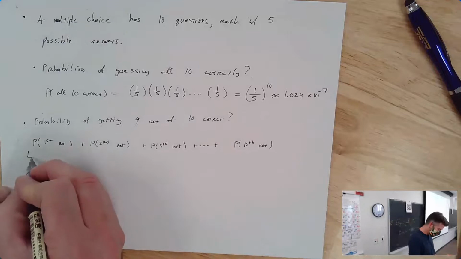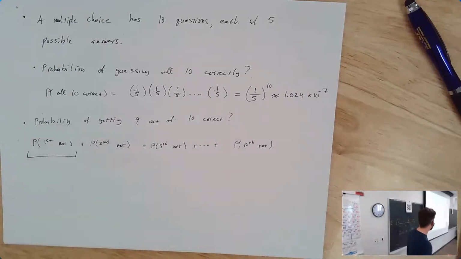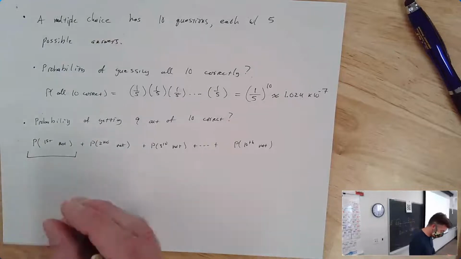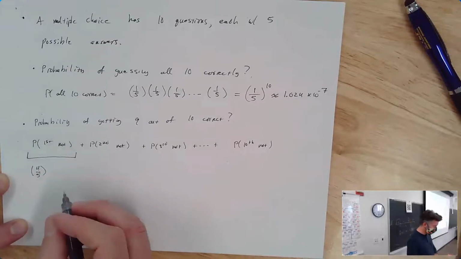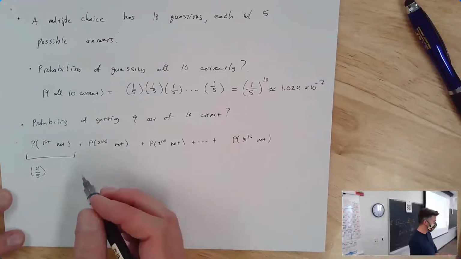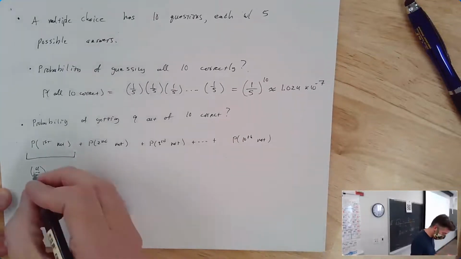So what's the probability of getting the last 9 correct and the first one not correct? What's the probability of the first one not being correct? Well, there's 5 possible answers. It didn't get it right, so there's a 4/5 probability of that happening. But then the other 9, it did get correct. So that's going to be 1/5 times 1/5, 1/5 to the 9th power.